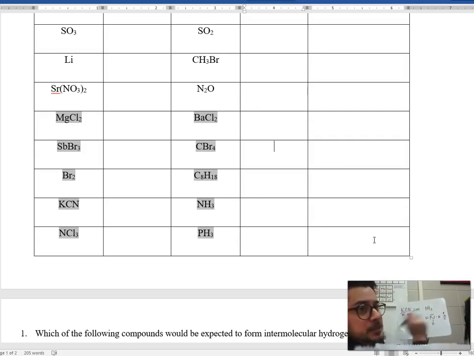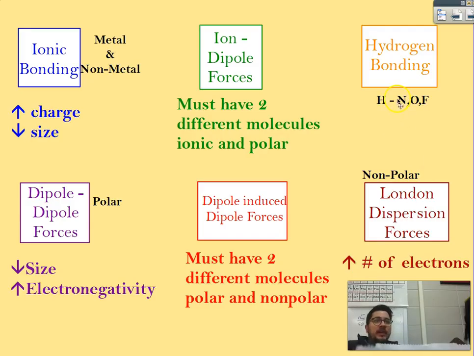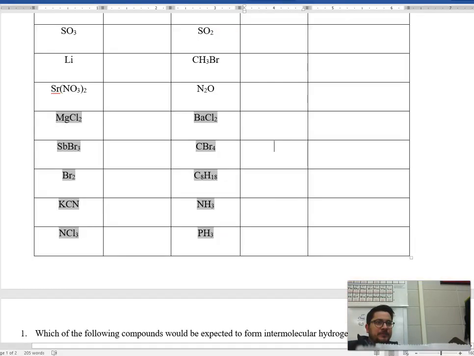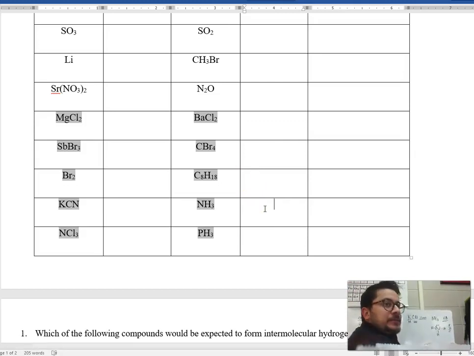This one is special. If you look at it, N is bonded with H. Let's go back to my list. N is bonded with H. This must be hydrogen bonding because N is bonded with H. So in this box right here, I'm going to write HB for hydrogen bonding. Just like that.